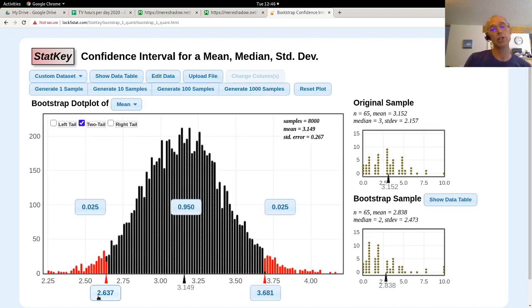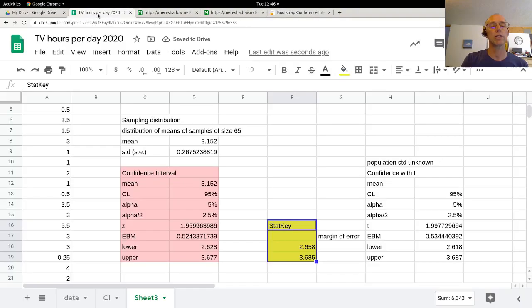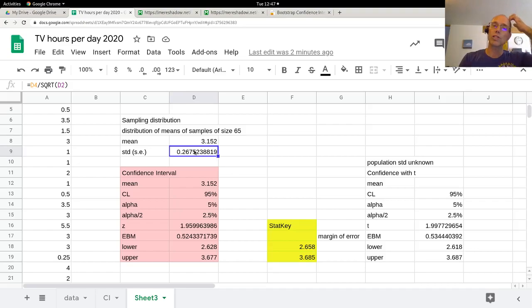So 2.637, a little lower than last time, and 3.681, a little lower than last time I ran the simulation. Notice they give a standard error up here, 0.267. Compare that to the standard error over here, 0.267-ish, 2.68, or 0.268. So the standard error, how do they calculate that? Well, they don't use the formula that I did here. So they didn't take the sample standard deviation divided by the square root of 65.